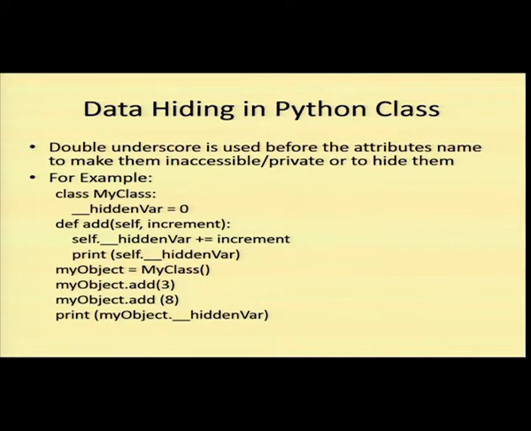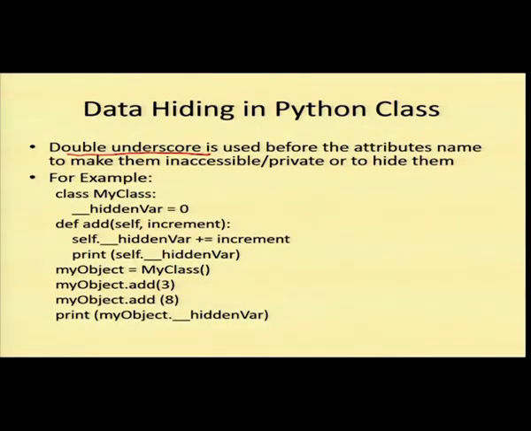Now, let us see how to do data hiding, how to do encapsulation in a Python class, how it has been determined in Python programming. Double underscore, my dear viewers, kindly make a note of it. Double underscore is used before the attribute name to make them private, which means you cannot access them from outside the class. It has been kept in order to hide that particular variable. So, that is called hiding.